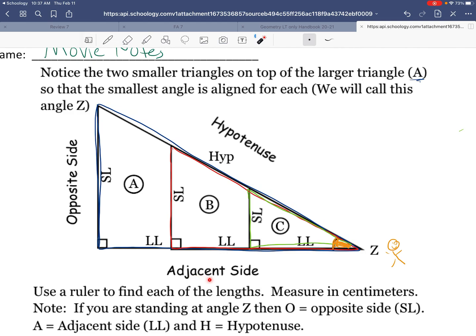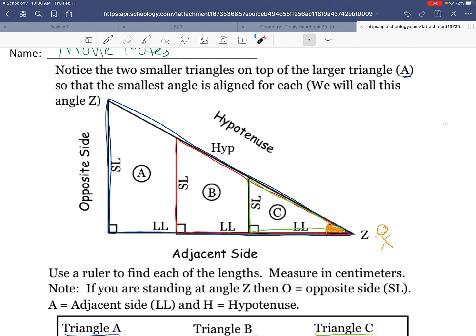Then we have something called the adjacent side, and the adjacent side helps form the angle where we're standing, but it's not the hypotenuse. So if we're standing at Z, the hypotenuse has already taken this side. This side we call the adjacent because it is right next to where we're standing. And it also includes the long leg of triangle C, the long leg here of triangle B, and the long leg of triangle A.